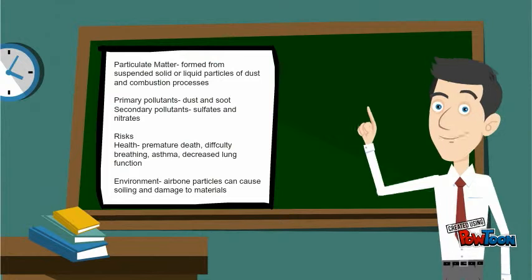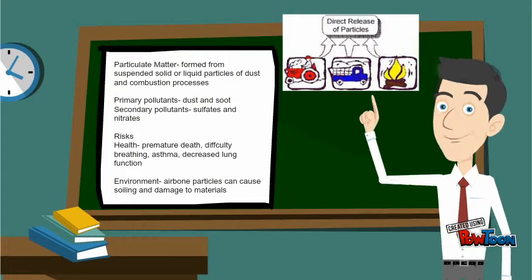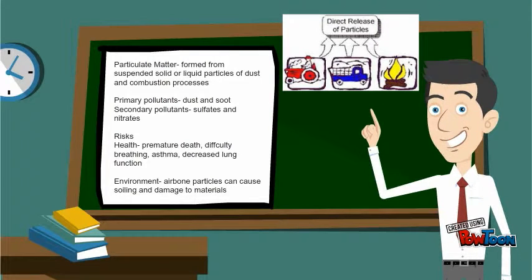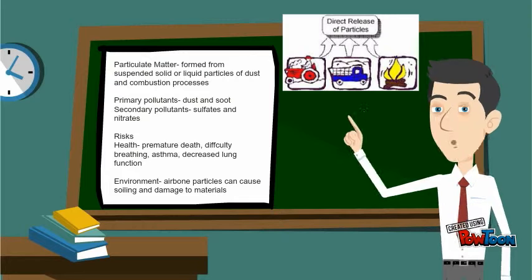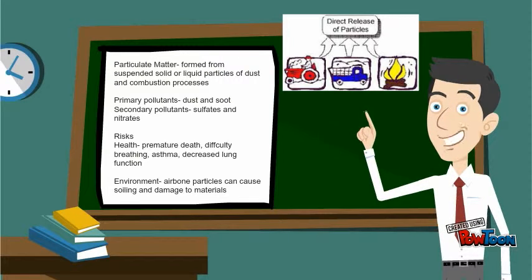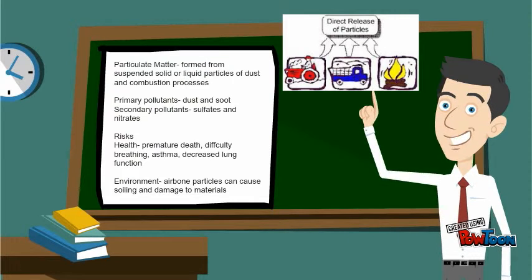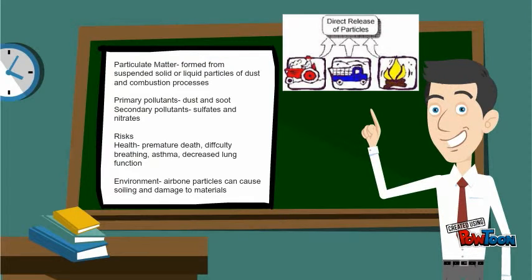Particle matter forms when suspended solid or liquid particles of dust are produced in combustion processes. There are primary pollutants known as dust and soot, and secondary pollutants known as sulfates and nitrates. Risks to humans are premature death, difficulty breathing, asthma, and decreased lung function. Environmental impacts are that airborne particles can cause soiling and damage to materials.